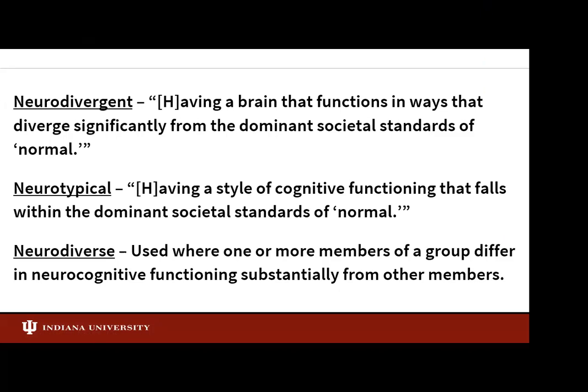So going a little deeper into that, neurodivergent means having a brain that functions in ways that diverge significantly from the dominant societal standards of normal. And the neurotypical is the opposite, meaning it falls within those dominant standards of normal. And then neurodiverse is a broader term that refers to a group of people. So a group of people is neurodiverse if one or more members of the group differ in their neurocognitive functioning from other members of the group.